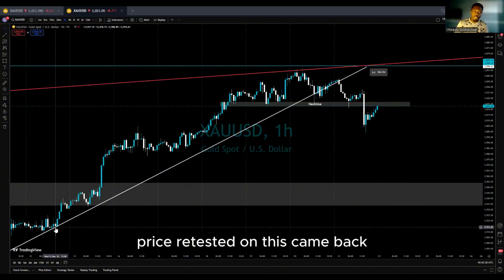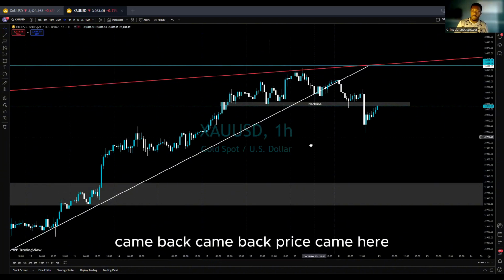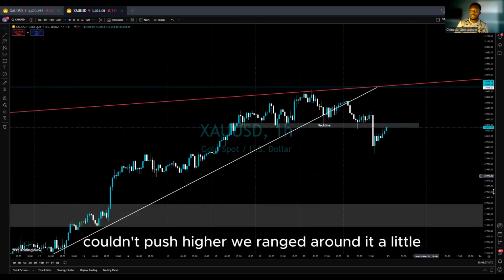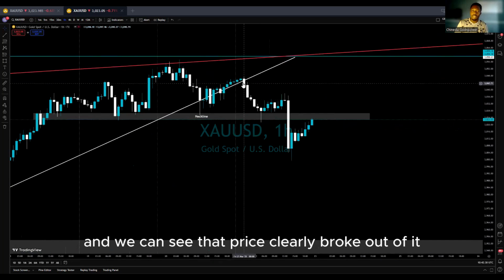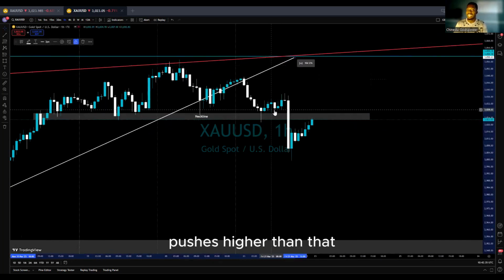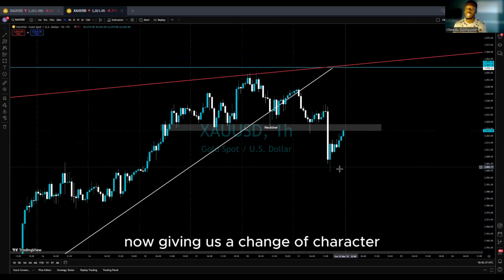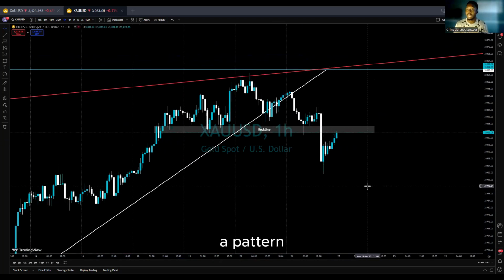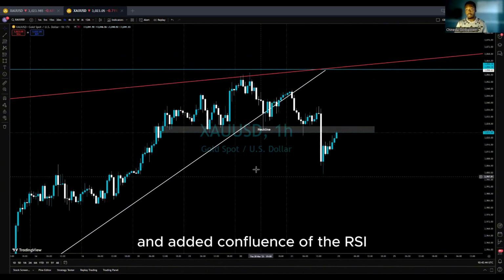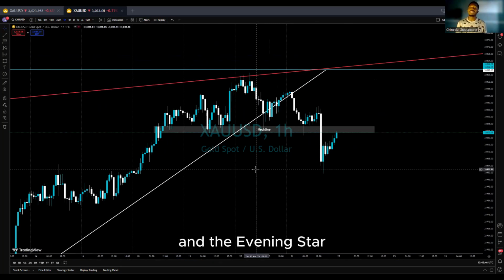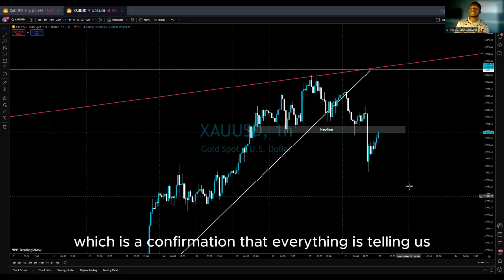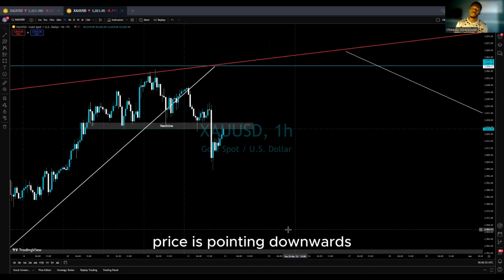Price retested on this, came back. Price came here, couldn't push higher. We ranged around it a little, and we can see that price clearly broke out of it, and price could not push it higher than that. Now giving us a change of character, a break of trend, a pattern, and added confluences of the RSI being at its overbought level, and the evening star that was created on the highest time frame. Which is a confirmation that everything is telling us price is pointing downwards.